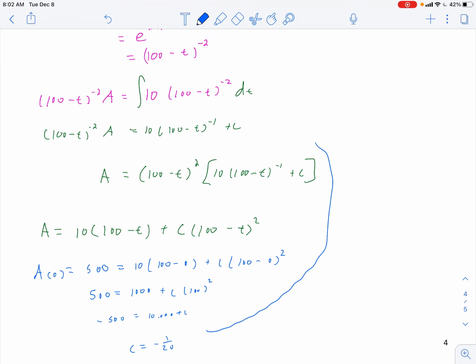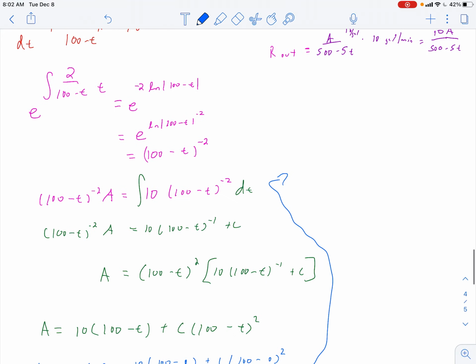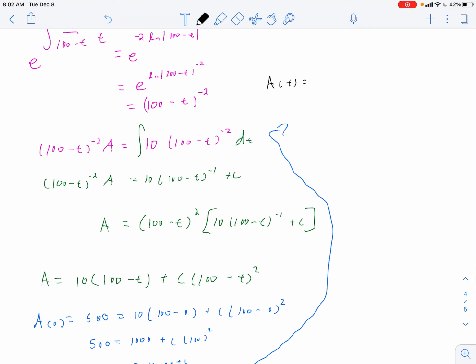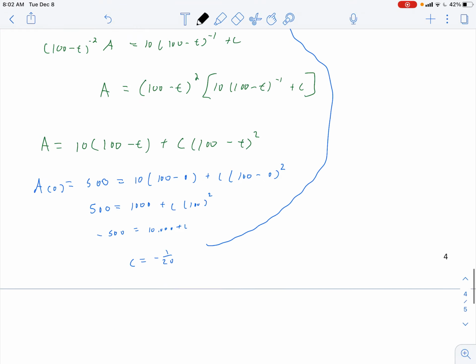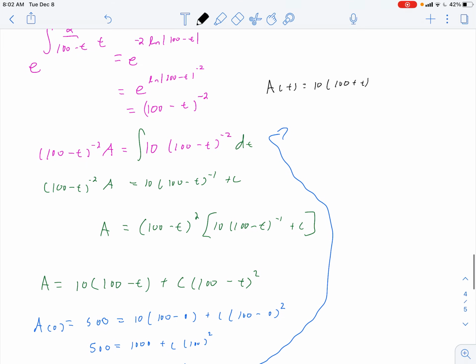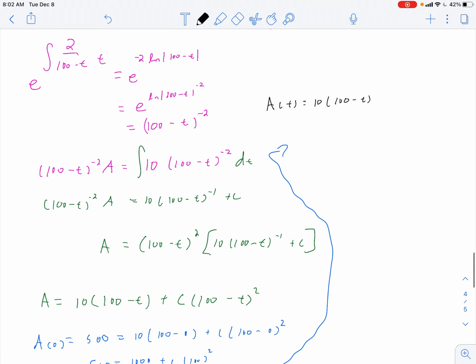I can plug this into my equation. So a of t is equal to, and then go down to my formula, 10 times 100 minus t, plus, I'm sorry, now minus 1 over 20, and then we can say times 100 minus t squared.